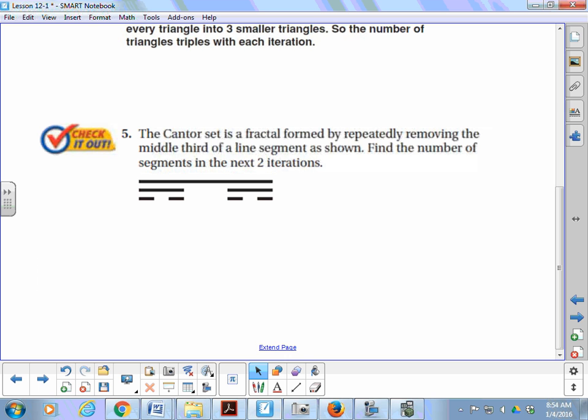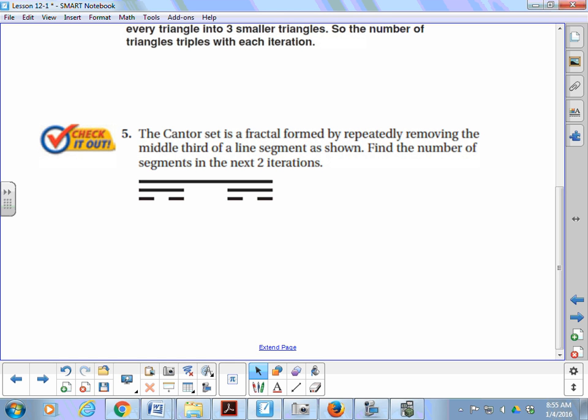So here the Cantor set is a fractal formed by repeatedly removing the middle third of a line segment, as shown. Find the number of segments in the next 2 iterations. So if I remove the middle third, I'm going from 1 segment to 2 segments. Which means I'm doing what? I'm not cutting it in half. I'm cutting the line into 2/3, 2/3 of what it was.